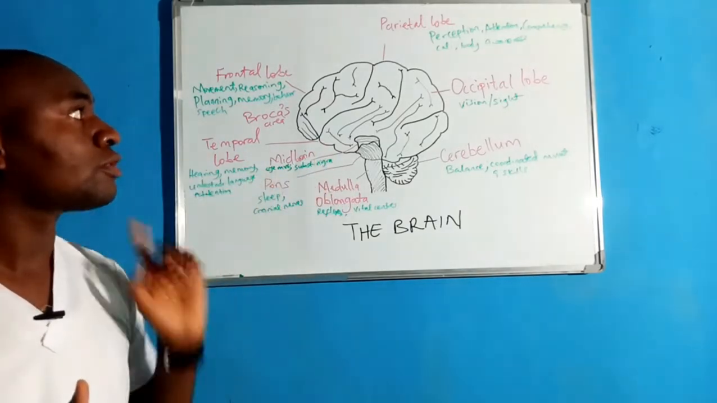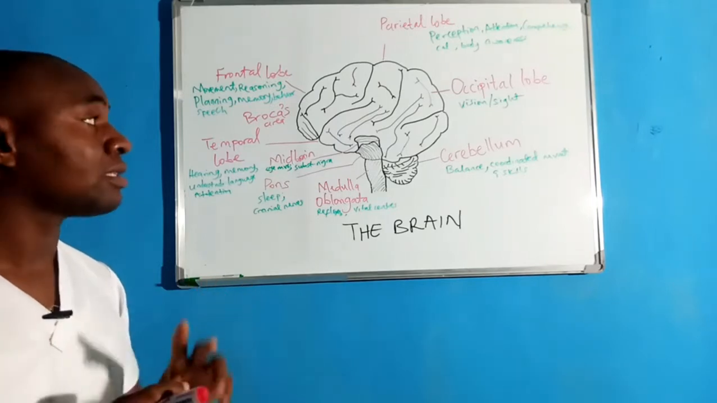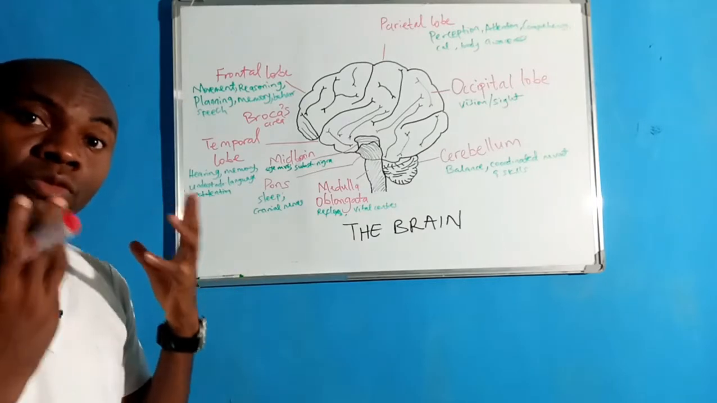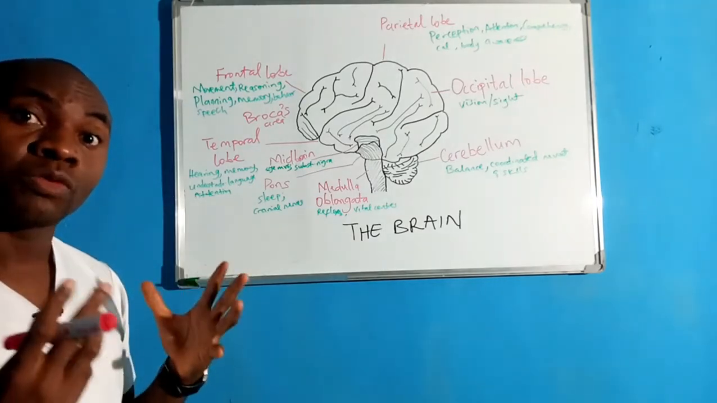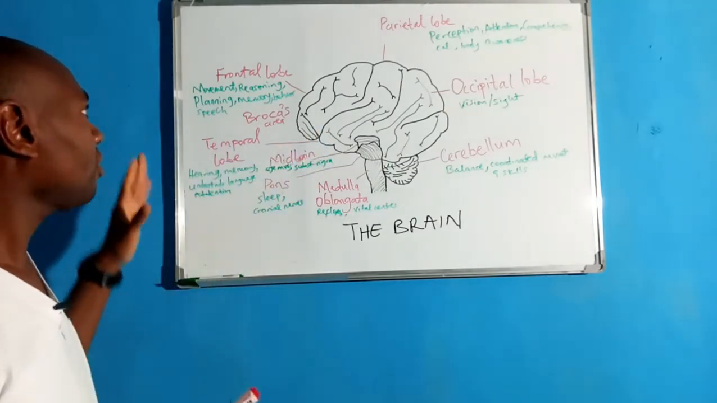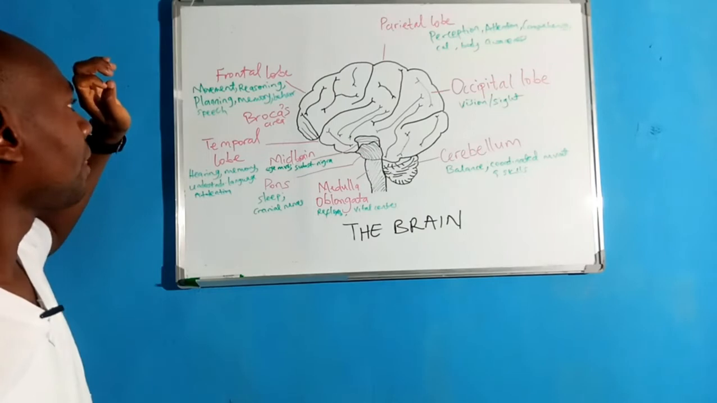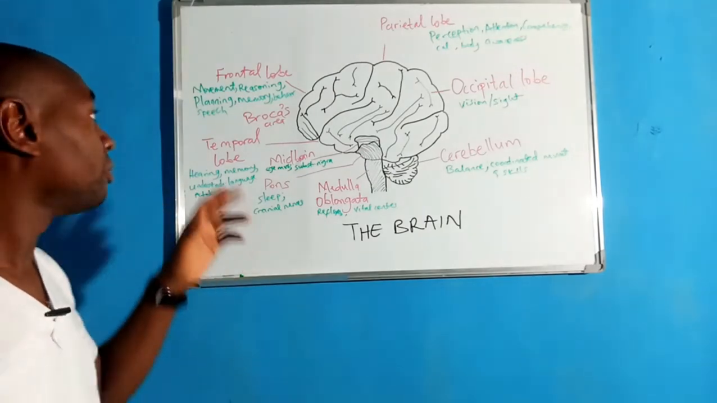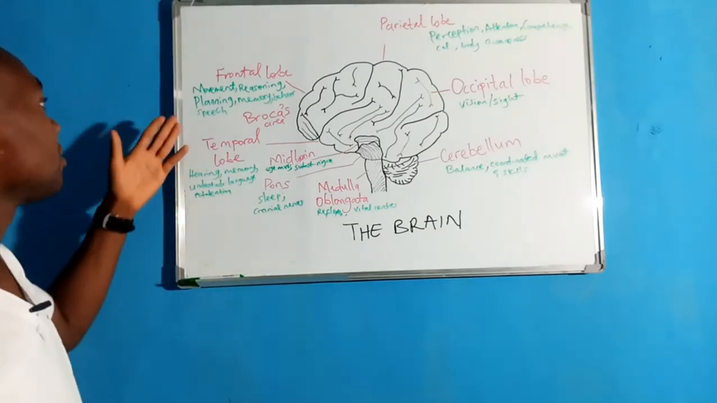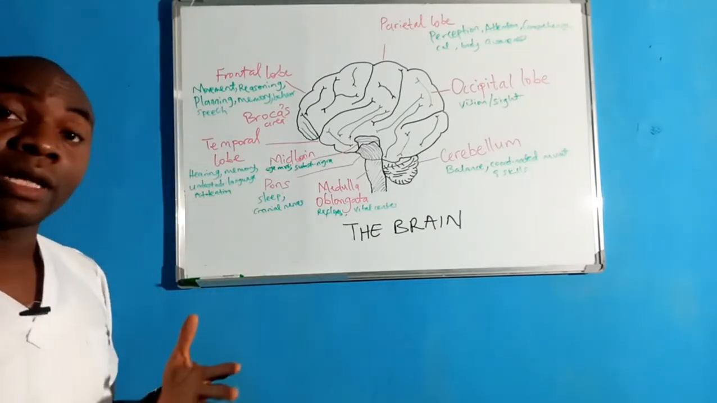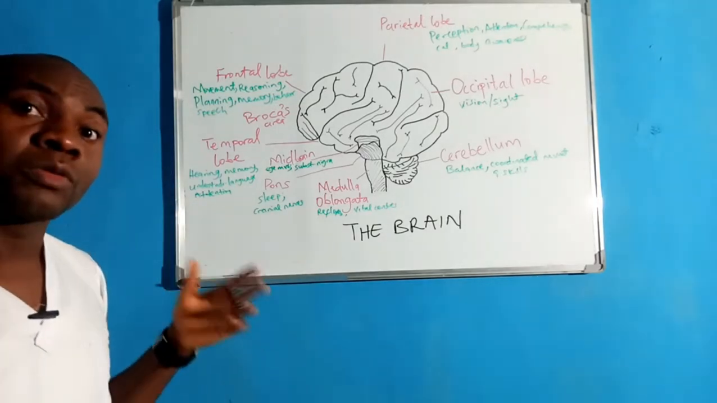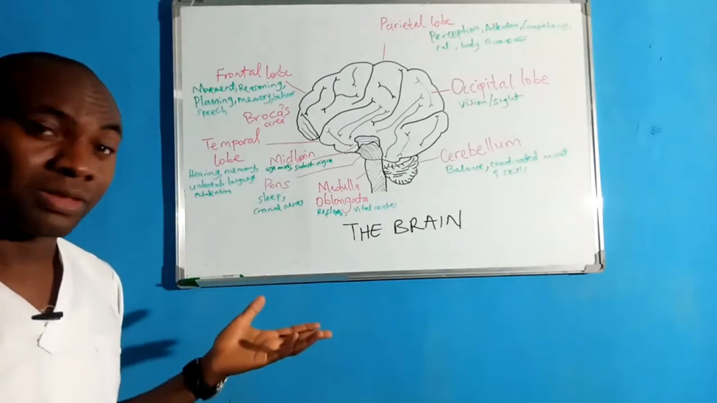Now, when there's damage to the occipital lobe, you discover that there will be a problem with our vision. There will be visual impairment. So now, having known that, we've talked about the frontal lobe. We've said that damage to the frontal lobe produces dumbness. Sometimes it could be difficulty in planning, inability to memorize things. Damage to the frontal lobe could bring about personality disorders.